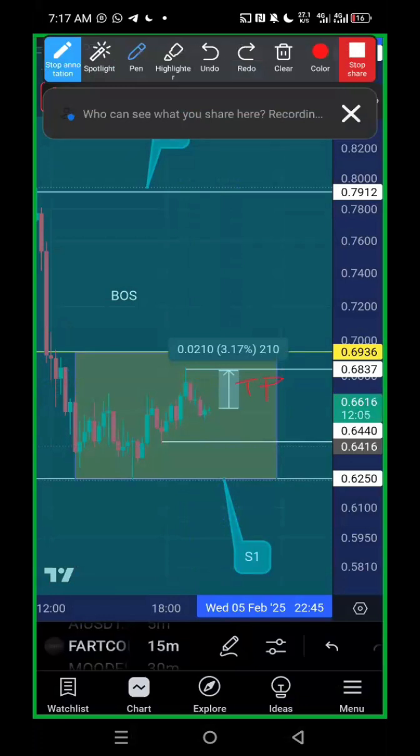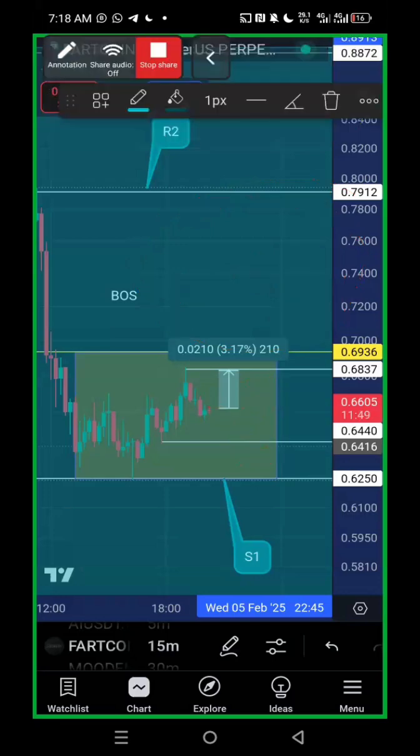Then measure the distance from the current price to the first mini support. The percentage you get there is the margin call drop for the first call.